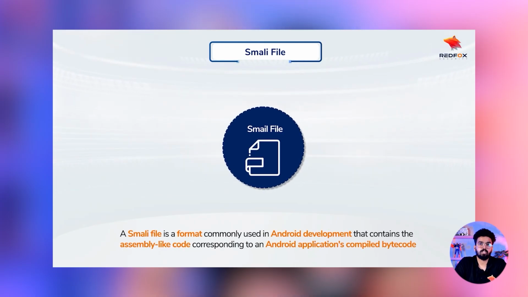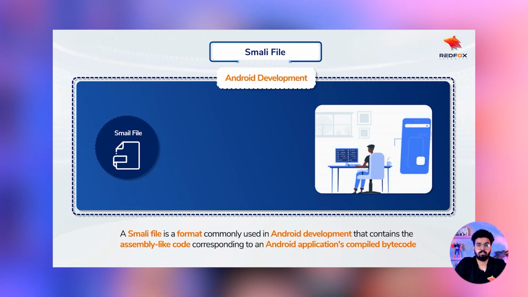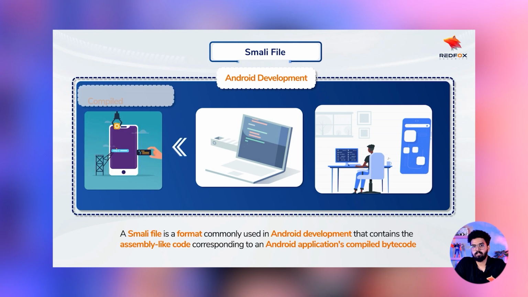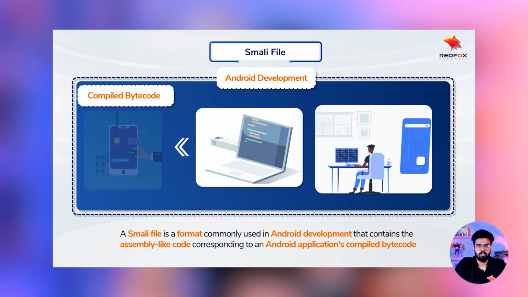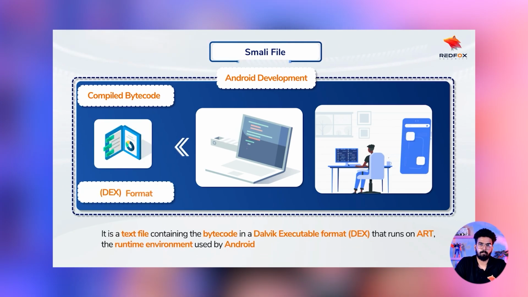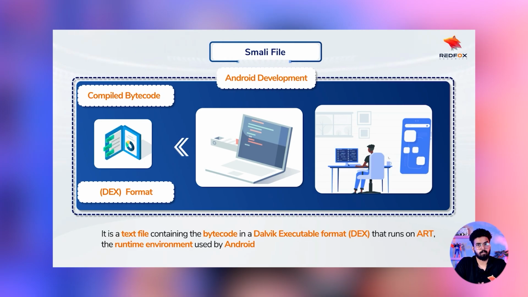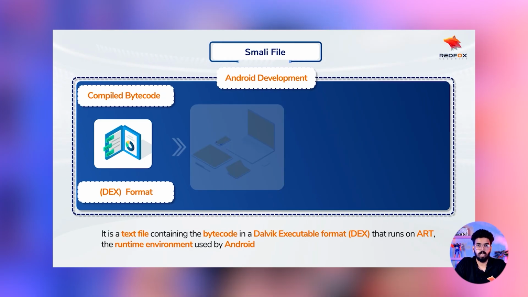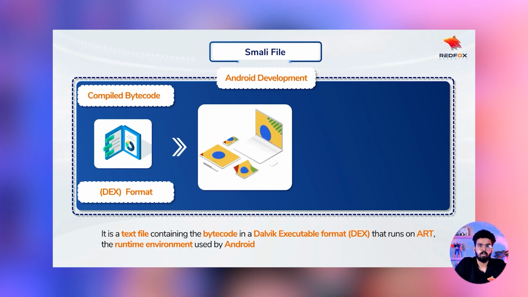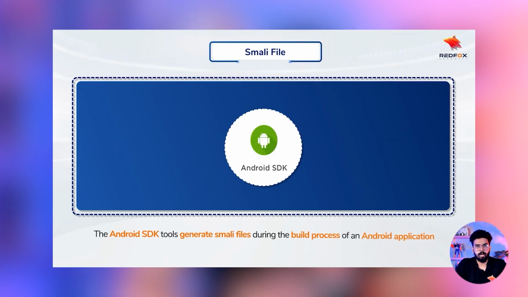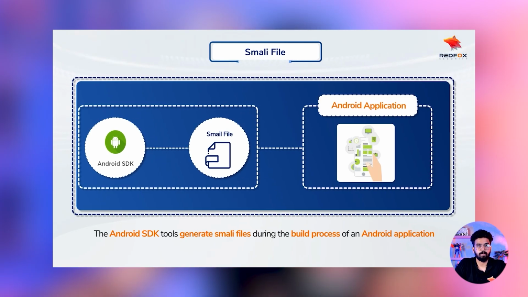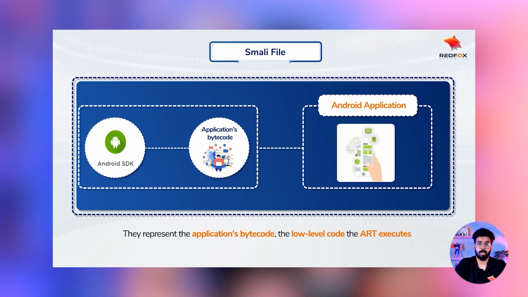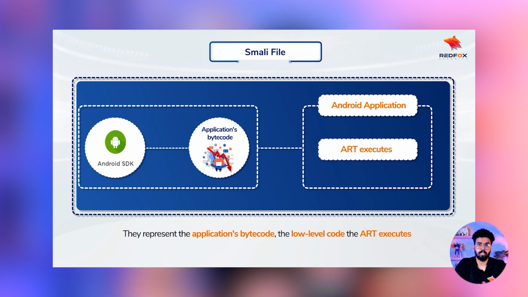A smali file is a format commonly used in Android development that contains the assembly-like code corresponding to an Android application's compiled bytecode. It is a text file containing the bytecode in a Dalvik executable format that runs on ART, the runtime environment used by Android. The Android SDK tools generate these files during the build process of an Android application. They represent the application's bytecode, the low-level code the ART executes.